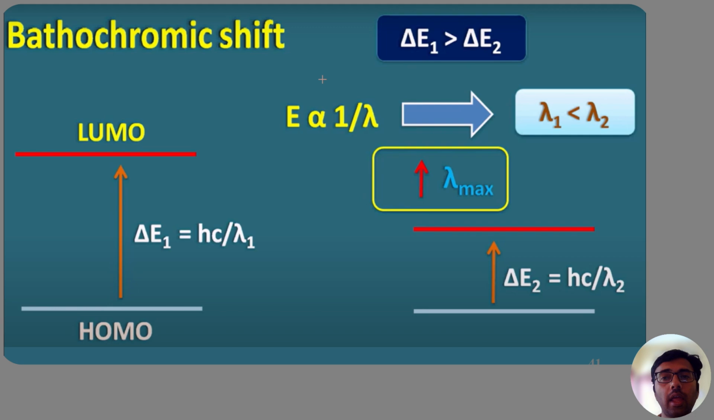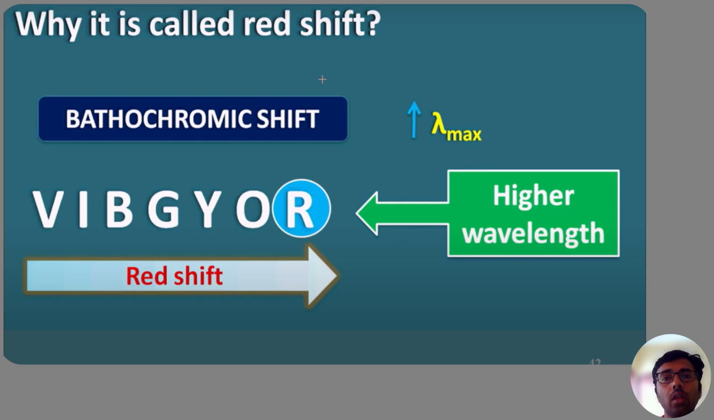We now connect this idea mathematically. According to the Planck-Einstein relation, delta E equals h multiplied by c divided by lambda. Energy and wavelength are inversely proportional. If the HOMO-LUMO energy gap decreases, the required photon energy becomes smaller. A lower energy photon must therefore have a longer wavelength. As a result, lambda max shifts to a higher value. This produces a bathochromic shift. We call this phenomenon a red shift.